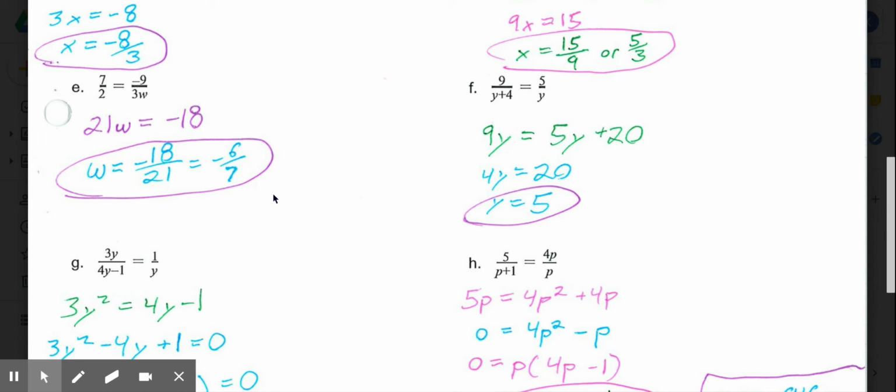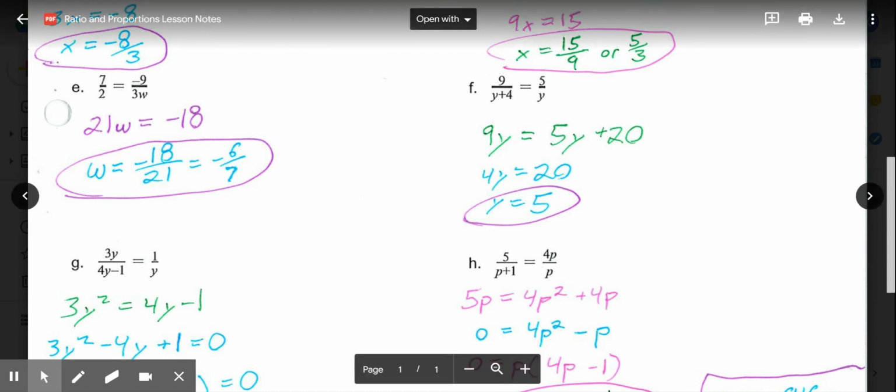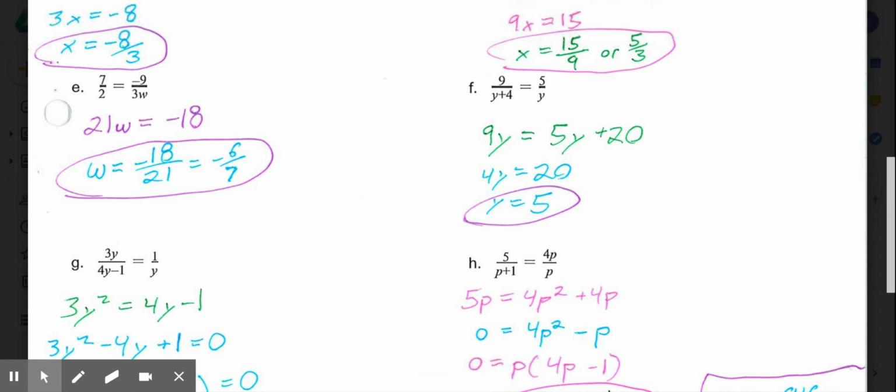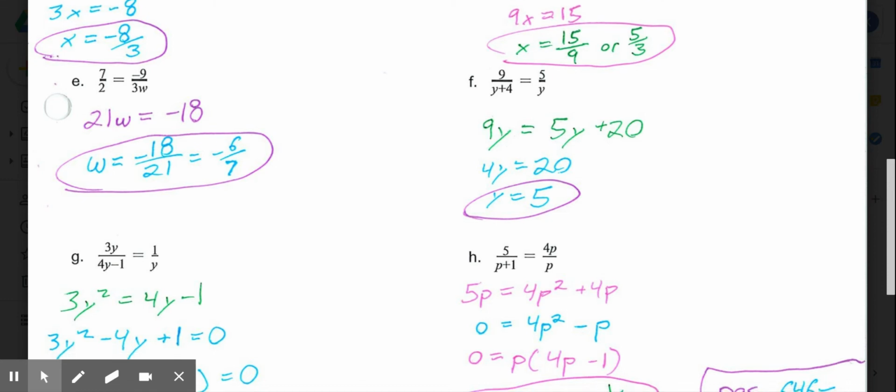In F, 9 over y plus 4 equals 5 over y. Again, we're going to cross multiply: 9y, and then 5 times y plus 4, distributive property, 5y plus 20. Subtract the 5y from each side, so 4y equals 20. Divide by 4, and y equals 5.